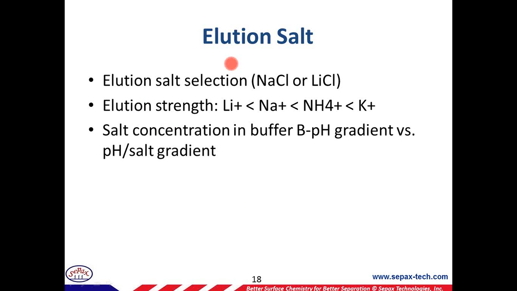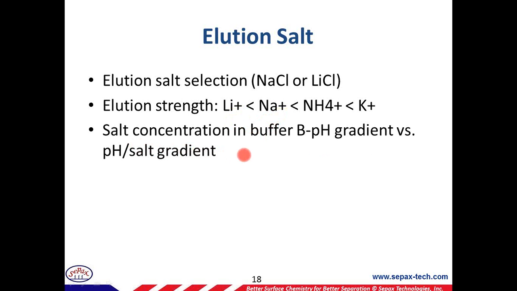Now we're going to talk about the elution salts. In most cases, sodium chloride is fine. That's the most common counter-ion used in cation exchange. However, lithium chloride will give you a different selectivity because of the different elution strengths. As you can see here, these are the four commonly used counter-ions in cation exchange chromatography, in order of increasing elution strength. So lithium has a lower elution strength than sodium chloride, and that will have an impact on the separation.